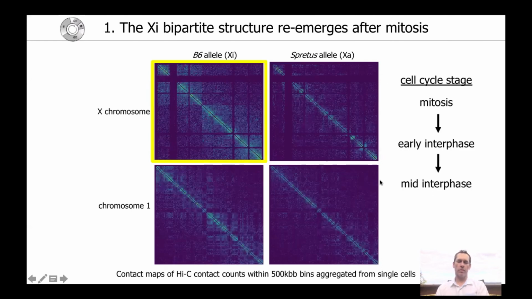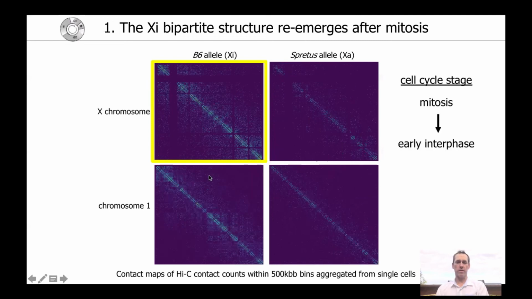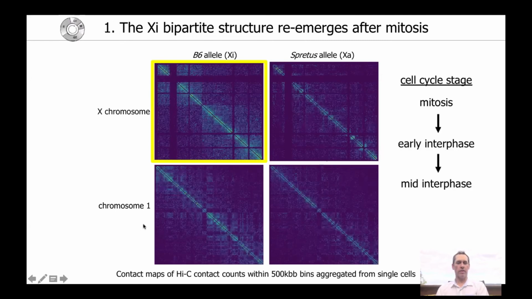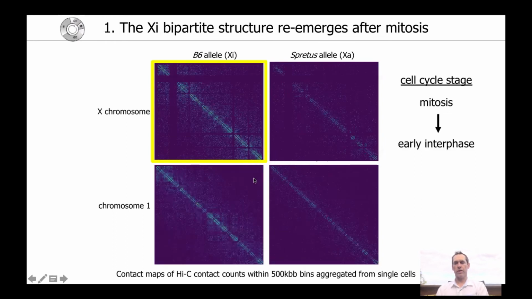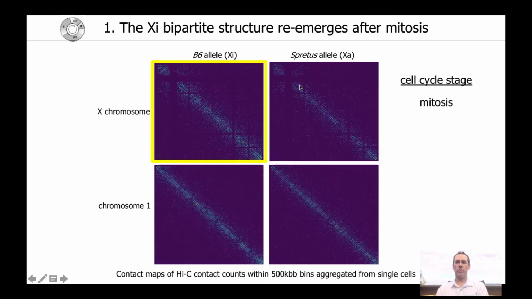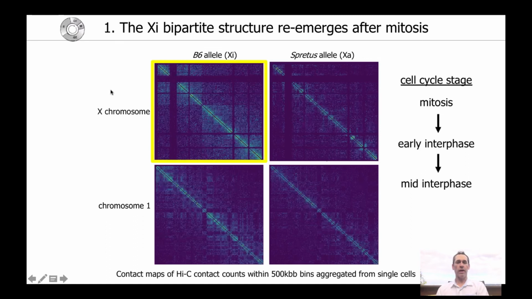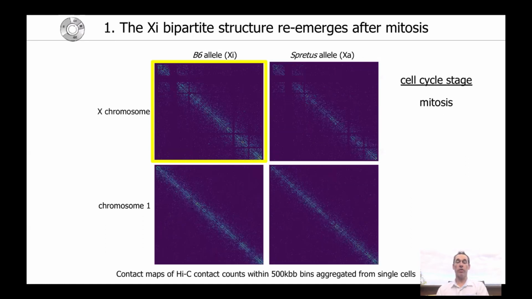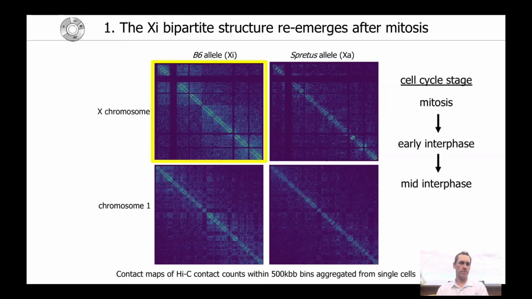It is known that compartmental structure in the nucleus emerges during interphase, as exemplified by the 2 chromosome 1 homologs in the lower panel of this figure. And one sees something similar for the active X chromosome as shown in the top right panel. In contrast, we found that for the inactive X chromosome, one sees the reemergence of the bipartite structure during the course of the cell cycle.